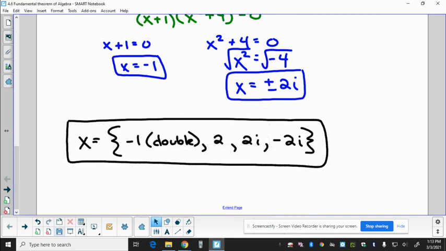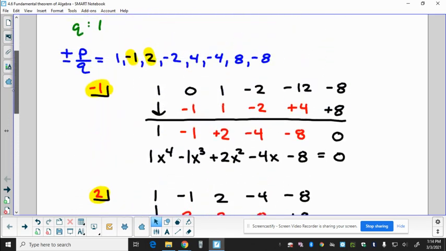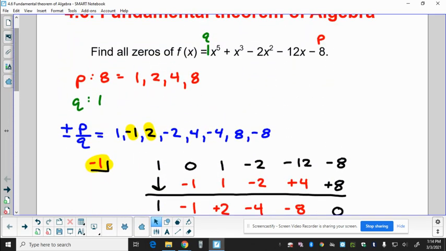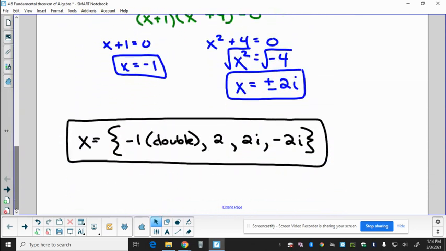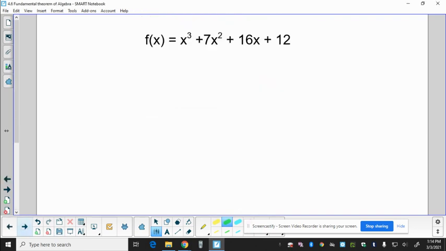If we go back to the original problem, I want to point this out to you. See, the degree is 5. That means there's 5 total solutions. In this case, 3 of them are real numbers and 2 of them are imaginary, but there's 5 total solutions. Okay, let's try one more example.